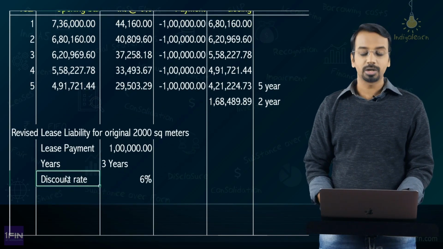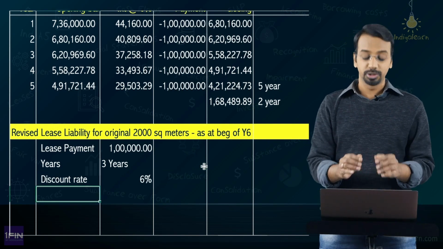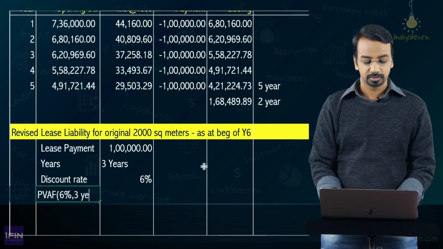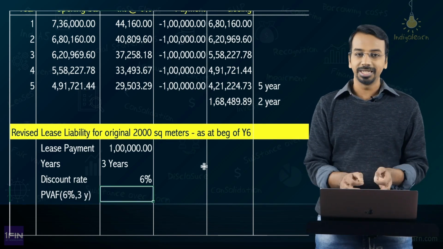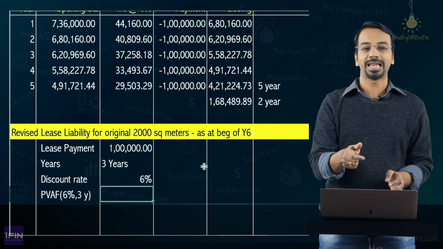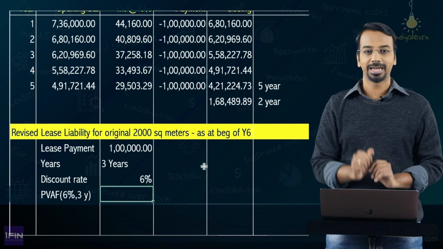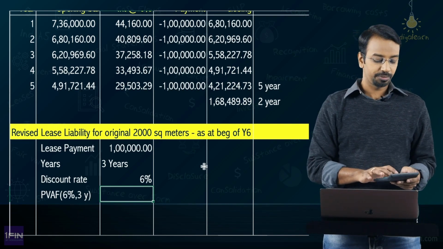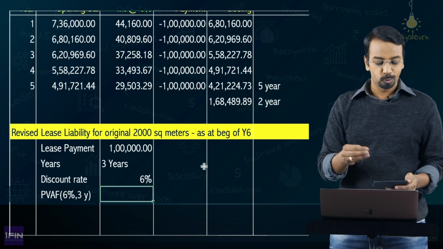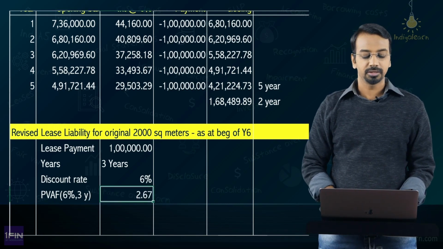Right? Now what will be the lease liability? This whole calculation is as at the beginning of year 6. What will be the present value? So basically you need to know the present value annuity factor for 6% for a 3-year period, and based on that you will compute what would have been your lease liability because of the reduction in lease term. Okay, so what is the present value annuity factor? Let's calculate. So we have 1.1 divided by 1.06 once, twice, thrice, and if I do a grand total I get 2.673. So 2.673 is the present value annuity factor, right?